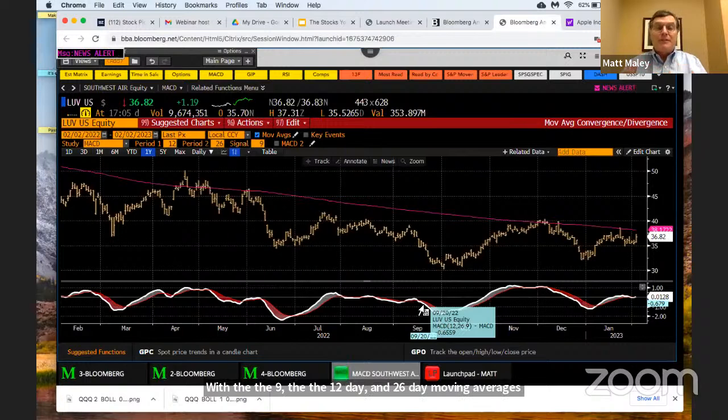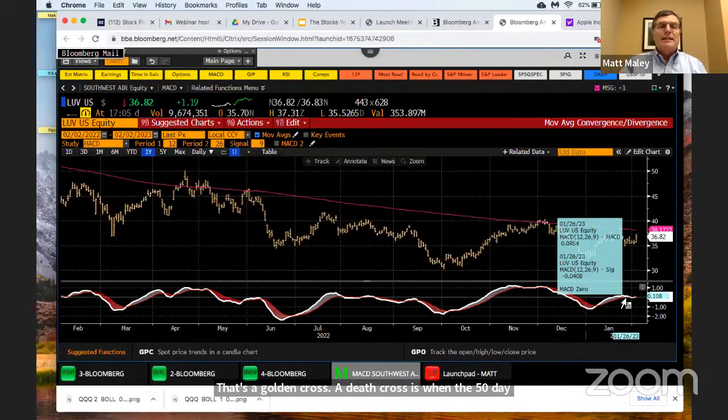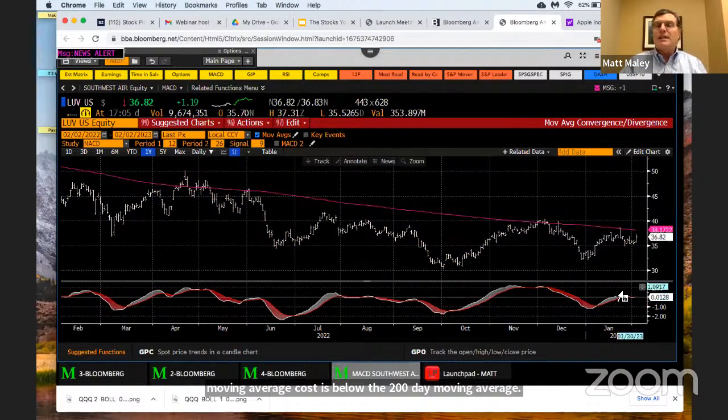Golden cross, when the 50-day moving average crosses above the 200-day moving average, that's a golden cross. A death cross is when the 50-day moving average crosses below the 200-day moving average. But that's a little bit more longer term. These are very short terms. We're just using 12 and 26-day lines. But you can see how it's a little bit of a head fake.